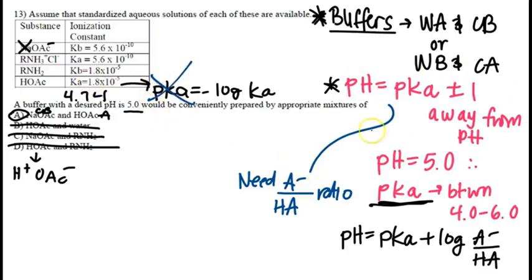Again, in order to use this to help us figure out a pKa range that we can verify for our buffer, we need the conjugate base and weak acid ratio. So if I'm just looking at these Ka values, it won't work out. Let's move on to question number 14.